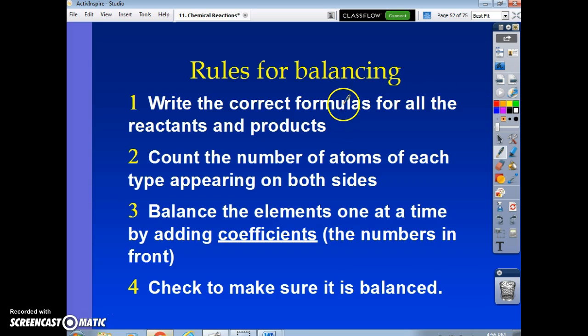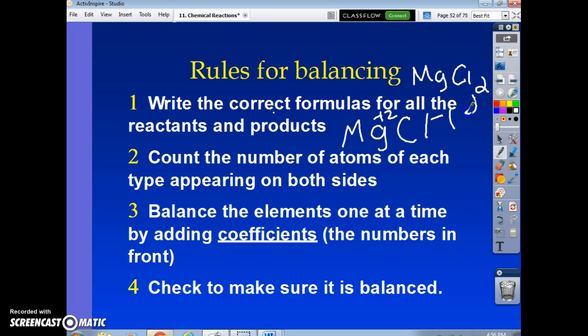Okay, rule number 1 is write the correct formulas for the reactants and products. That means if you know that magnesium and chlorine are going together, you have to do what? Cross and drop your charges. So magnesium has an oxidation number of +2. Chlorine has -1. So you're going to end up with MgCl2. That's what I mean by that. And that's why we practiced that all last week when we talked about reaction type.